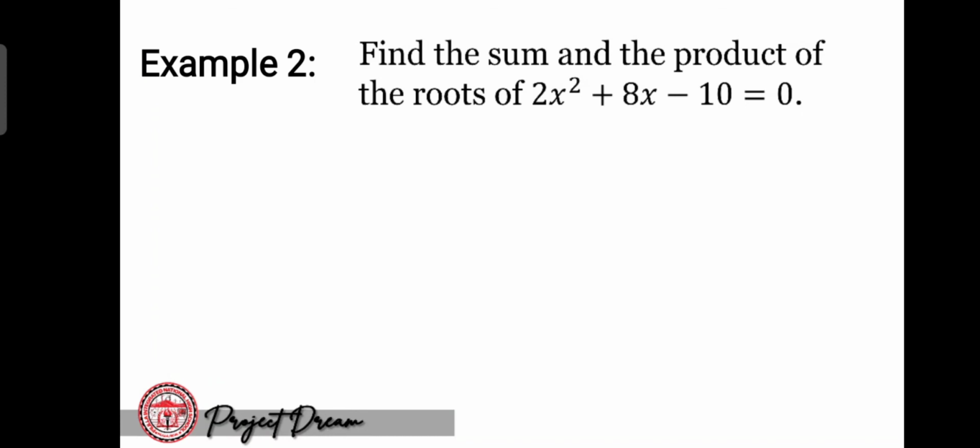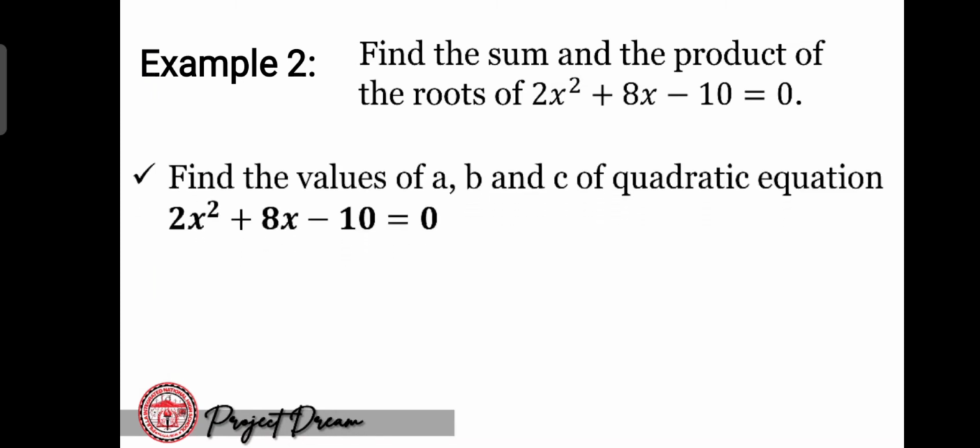Okay, let's have example number 2. Find the sum and the product of the roots of 2x squared plus 8x minus 10 is equal to 0. So the first step is to find the values of a, b, and c of the given quadratic equation. So let us now find the value of a. Okay, a is equal to positive 2, b is equal to positive 8, while c is equal to negative 10.